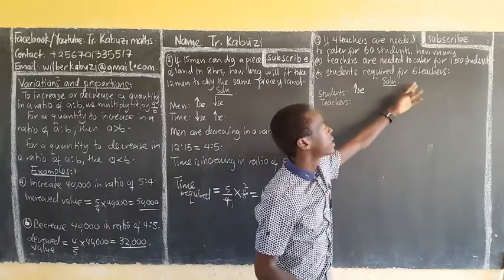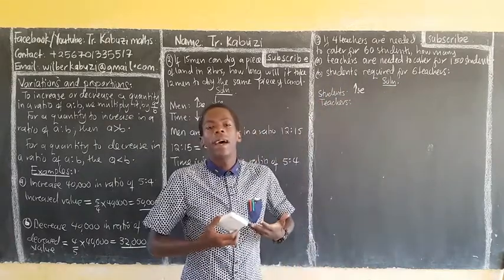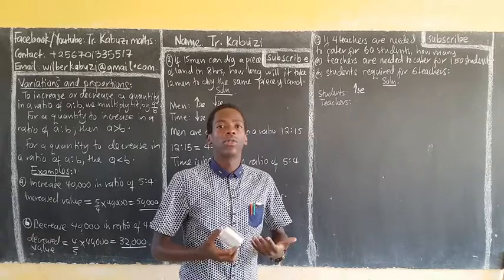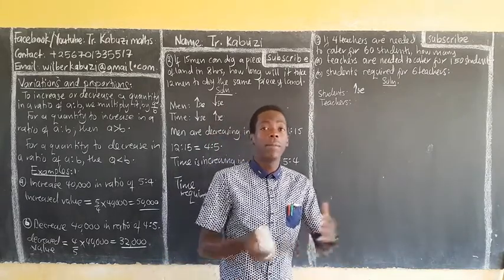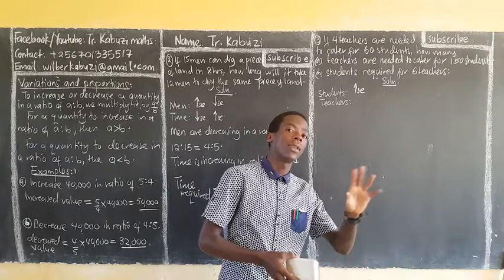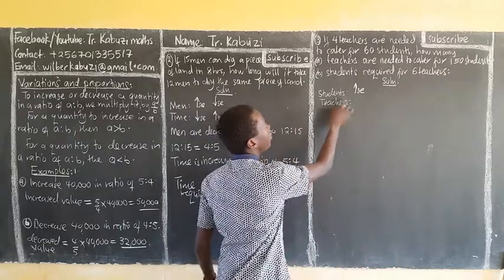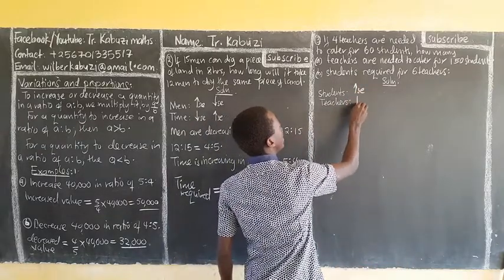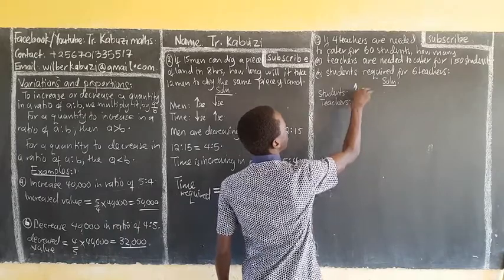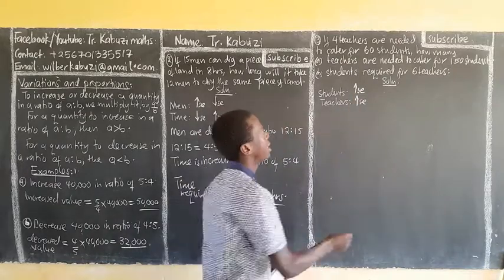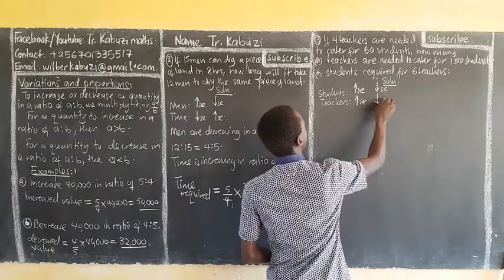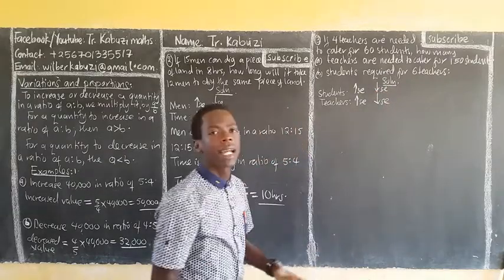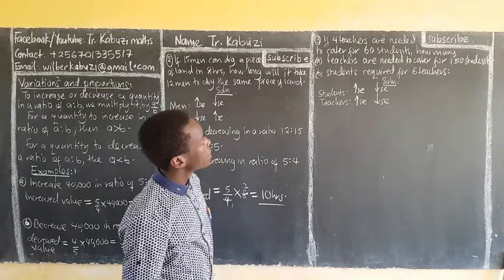Students required for 6 teachers. It means that when you increase the number of students, you are going to also need to increase the number of teachers, because as students increase, you need more teachers to cater for the more students. Now it means that an increase in students will lead to an increase in teachers. If we reduce students, it means that teachers will need to reduce too. That is the simple idea.